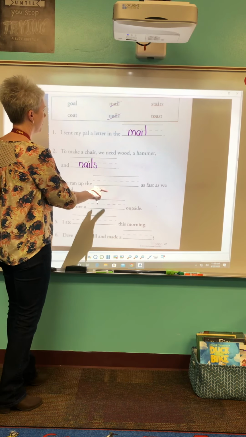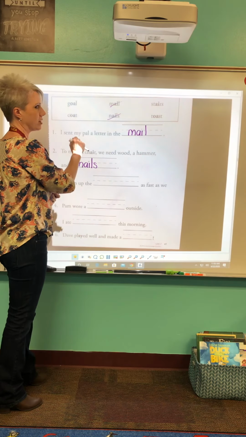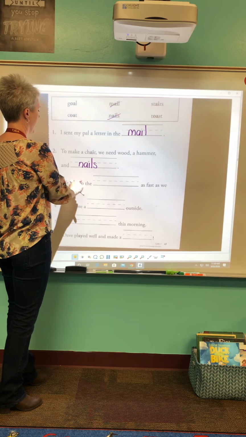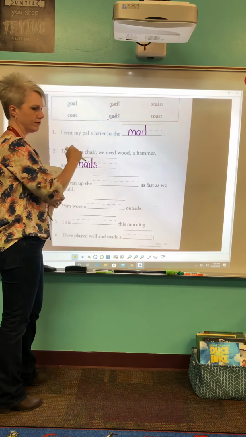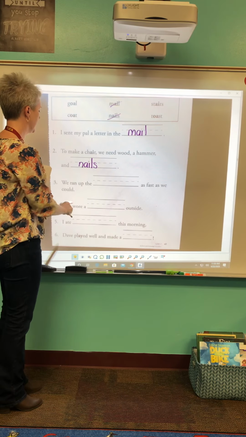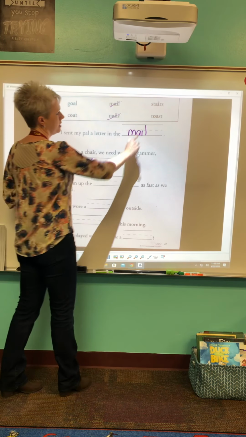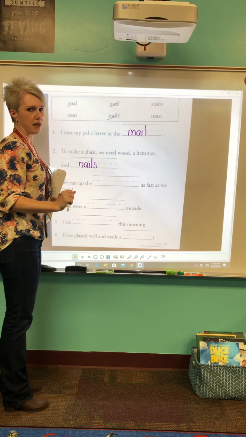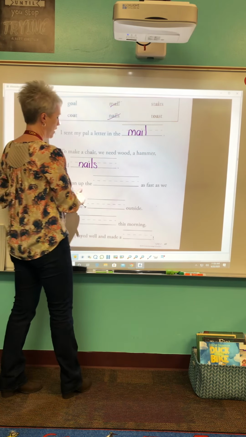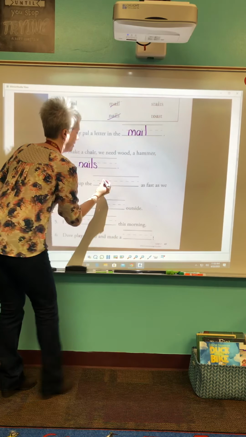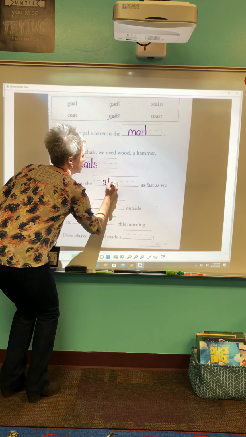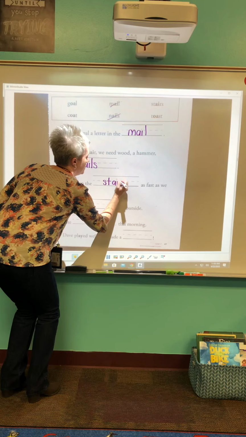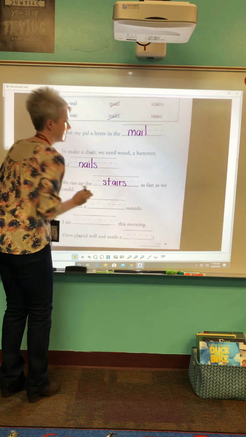We ran up the gold. I don't think so. We ran up the coat. No, that doesn't make sense. We ran up the stairs as fast as we could. I think that makes the most sense. We ran up the stairs. Stairs.